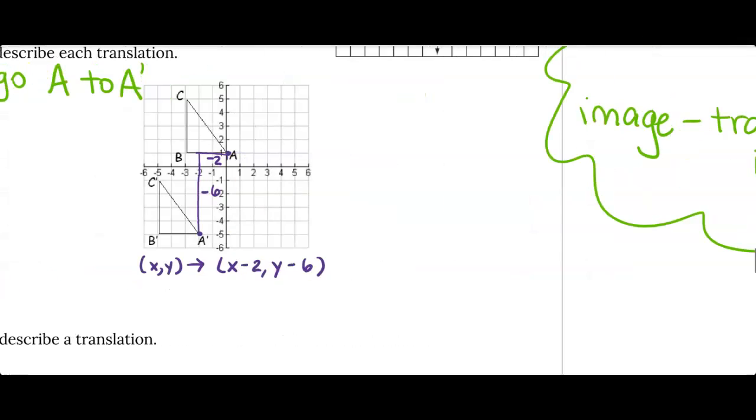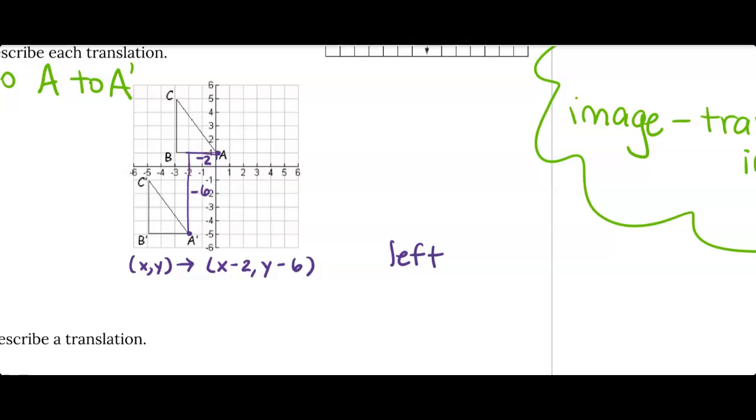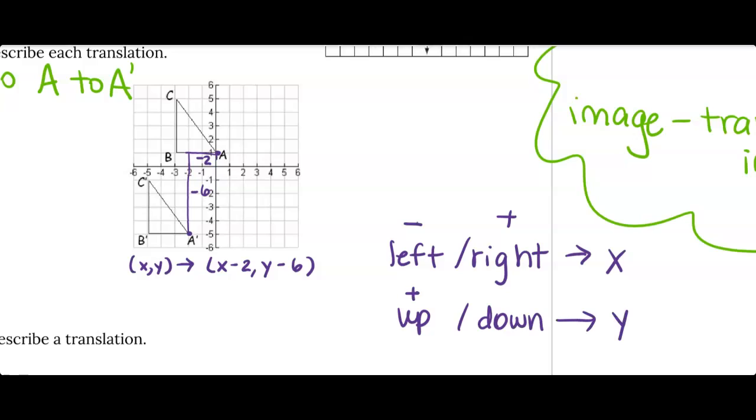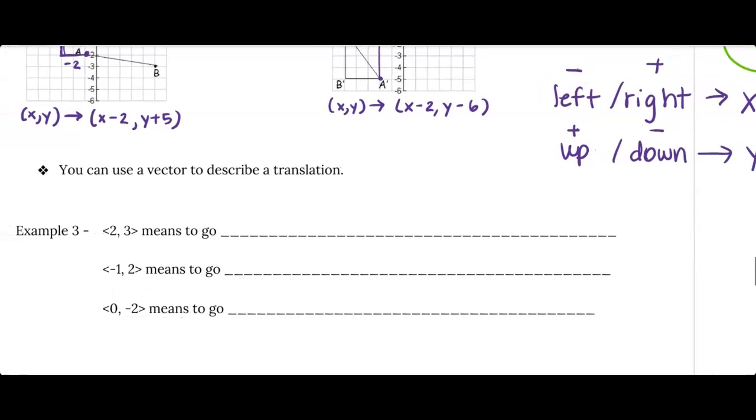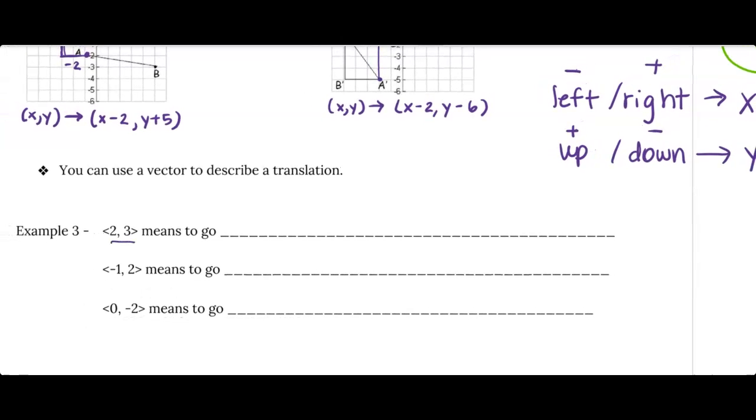Just remember that left and right go to x, and left is negative, right is positive, and up, down go with y. Up being positive, down being negative. Those same rules apply when we're using vector form. Vector is just taking out all the letters and using these little arrows instead. It's an arrow. It's pointed, not rounded, so you don't get confused with it being a coordinate point.